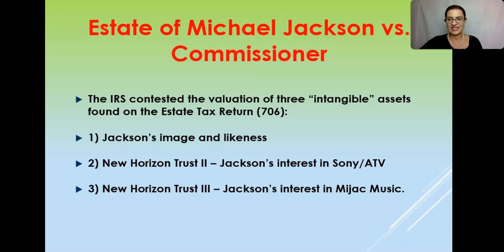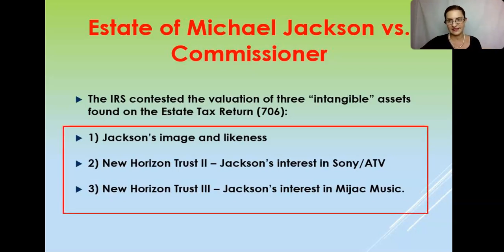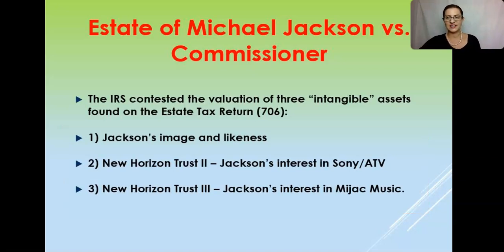The IRS was saying that the estate undervalued Jackson's image and likeness. Number two was the New Horizon Trust 2, which held Jackson's interest in Sony/ATV, Sony Music, okay? And then the third valuation was Jackson's interest in Mijac Music, which was an S corporation that he himself had formed, okay? Now, the assets under scrutiny were these three assets, but the main point of contention that the IRS had with the estate's valuation was over Jackson's image and likeness.